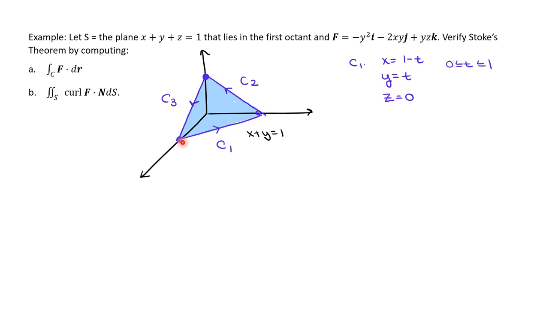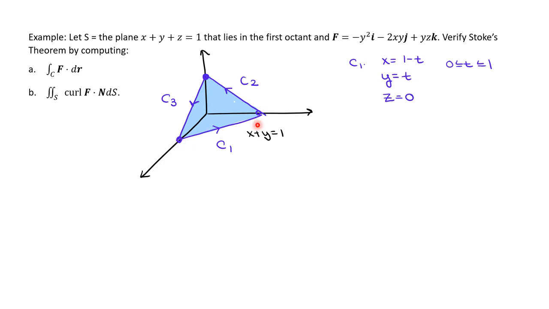And so I thought it would be easiest if I just let y equals t, because the y values are getting bigger. The y values are going from 0 to 1. So I chose to make y equal to t. And then if y is t, x would be 1 minus t. And then my t values can go from 0 to 1.